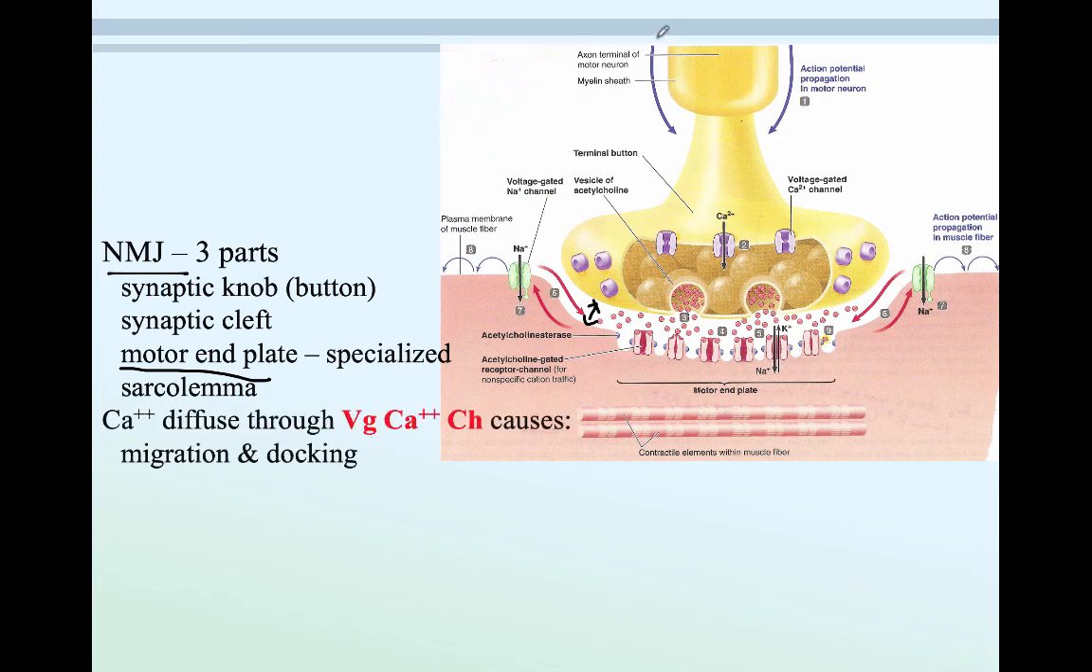And so here's the action potential arriving. Here are the voltage-gated calcium channels that are opened up by the action potential arriving. Calcium will diffuse in because there's a higher concentration of calcium out here in the interstitial fluid.